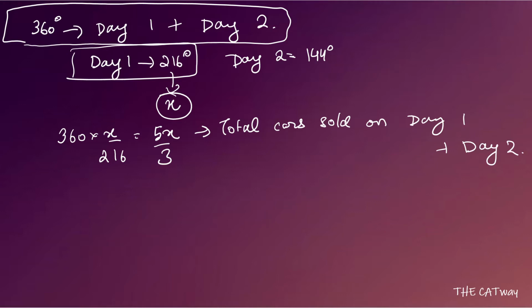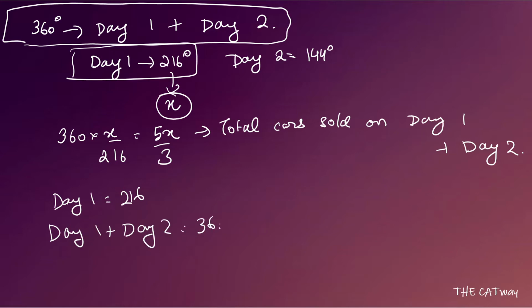Okay guys, so this is what it is. If you haven't understood as of now, let me explain it to you another way. See, on day 1, do not take it as degrees, take it as absolute value. Let's say you take it as absolute value. So on day 1 how many cars are sold? It is 216. On day 1 plus day 2 how many cars are sold?